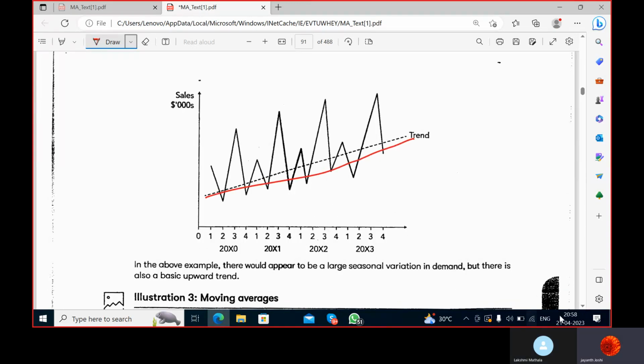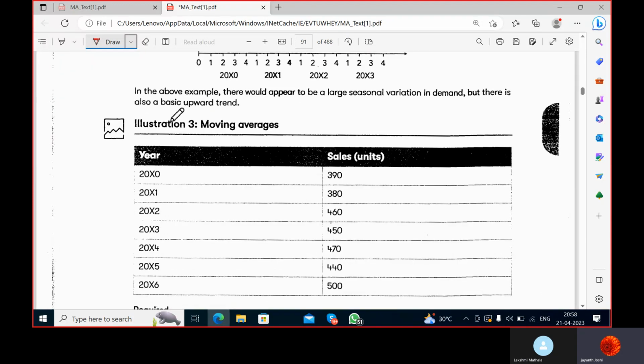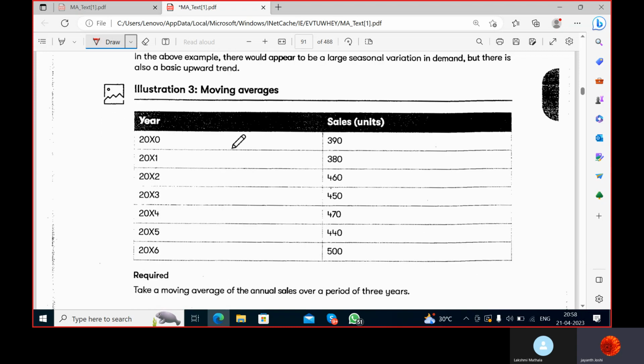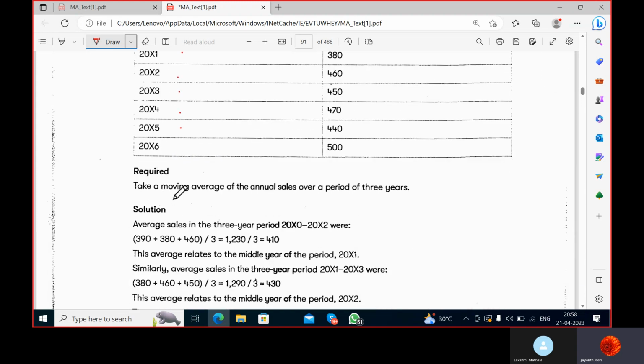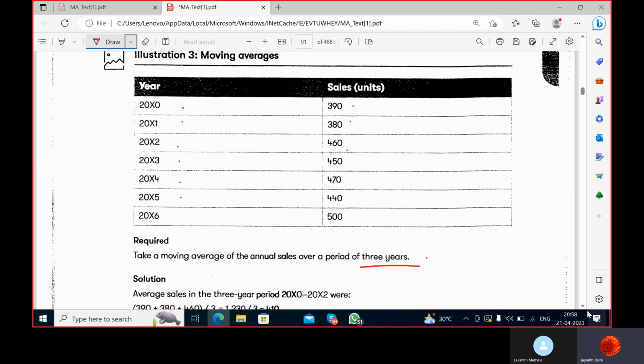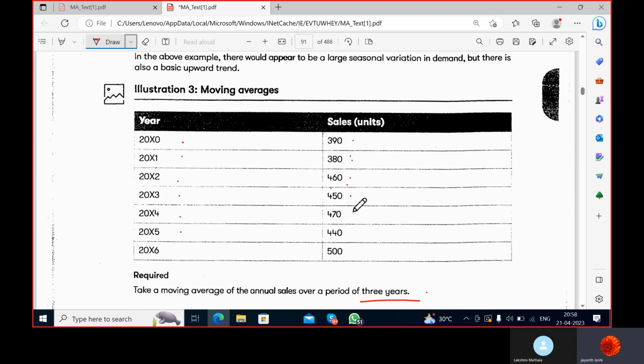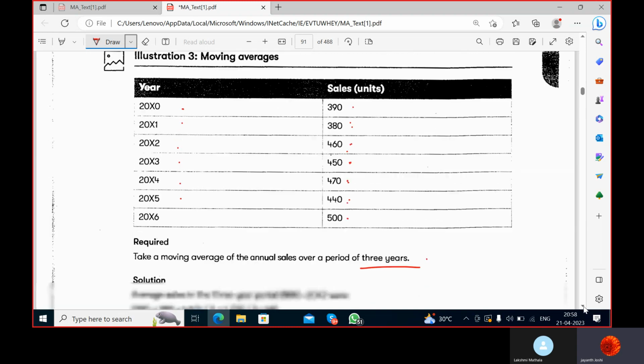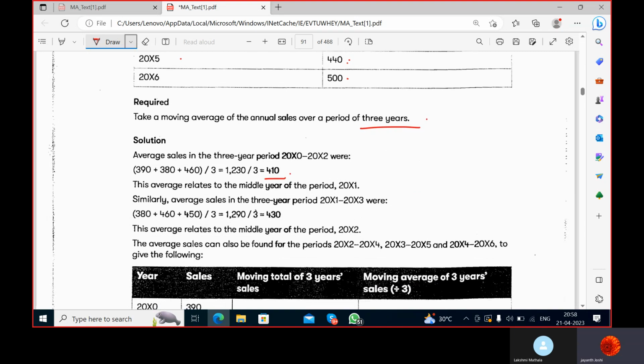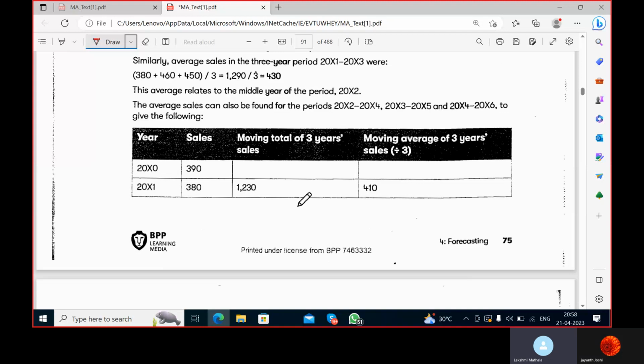And this is a trend. You can see an increasing trend. There's an example of moving averages, Hamsika. You have this data for 1, 2, 3, 4, 5, 6, 7 years, and they're asking us to do a moving average over a period of 3 years. So we'll take three years' data, 1, 2, 3, and find the average of that, correct? Similarly, we will take the next 3 years: 380, 460, 450; again 460, 450, 470; again 450, 470, 440; again 470, 440, 500, correct? We're going to do the averages for all the years. So, moving totals of 3 years and moving averages of 3 years.